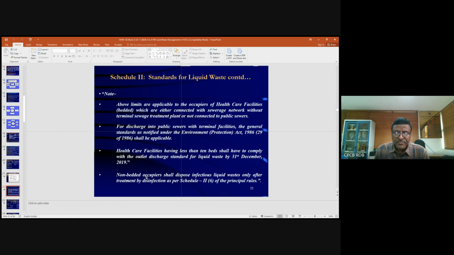In the case of non-bedded healthcare facilities, they can go for disinfection of this liquid waste, and only after disinfection can that liquid waste be discharged by the non-bedded hospital, because the wastewater generated by a non-bedded hospital will be very small compared to a bedded hospital. Therefore, this method has been suggested for non-bedded hospitals. The liquid waste generated can simply be treated by chemical treatment.